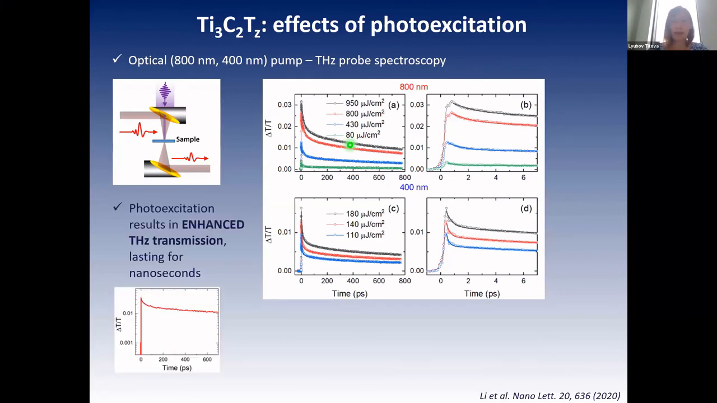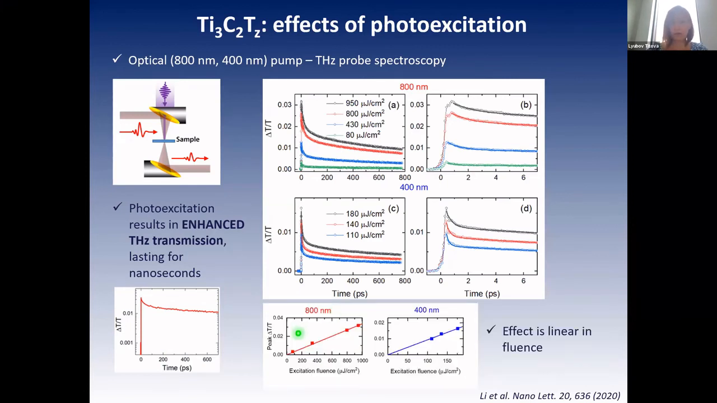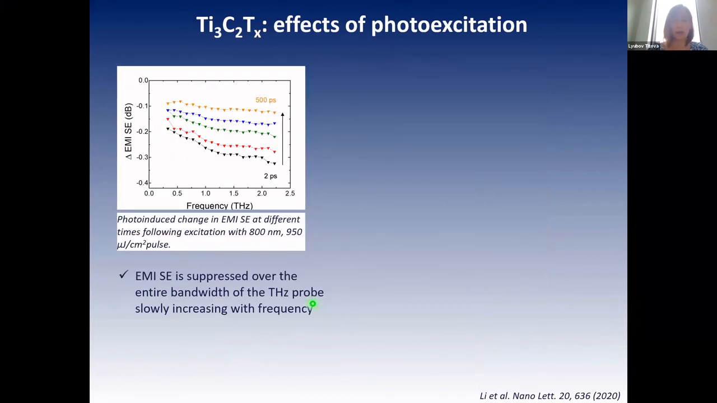What we find is that this effect lasts for a very long time. It lasts for nanoseconds, as you can see here, better on the log scale. Here, the data is pretty much just limited by our delay stage, right? And also we find that the peak of this effect is linear in the fluence that we have used. Okay, so has this been seen before? What does it actually mean?